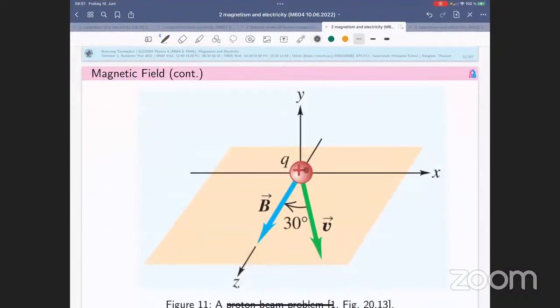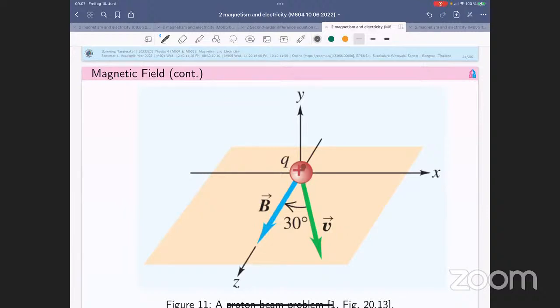Proton is moving on the xy plane. This is the z axis. This is x, y, and z. Okay, the neat thing among the x, y, and z axes is that if you rotate your four fingers from x to y, your thumb direction will be the positive z-axis direction.